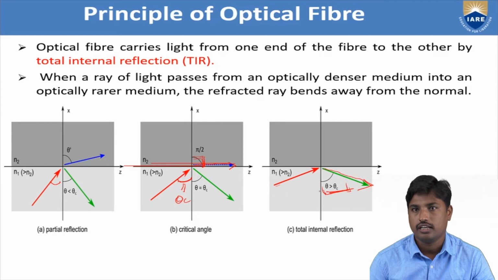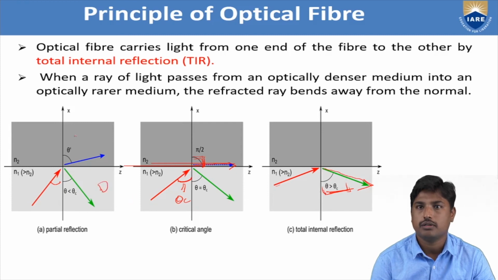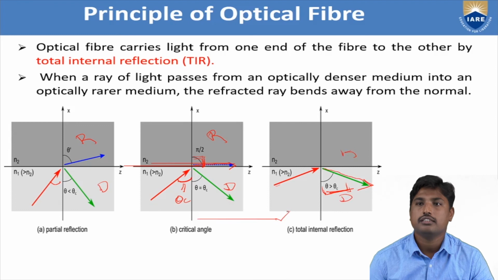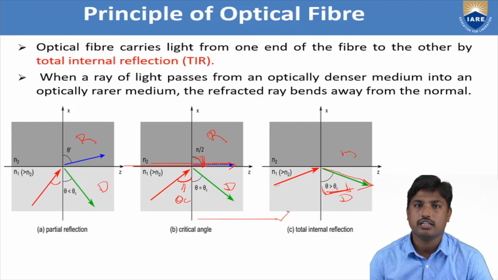The first condition: in the three diagrams, the light ray travels from a denser medium to a rarer medium only. This first condition is always satisfied in all three diagrams. Coming to the second condition, only in the third diagram is the second condition satisfied. That's why there we get total internal reflection.